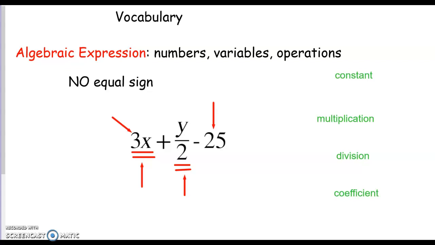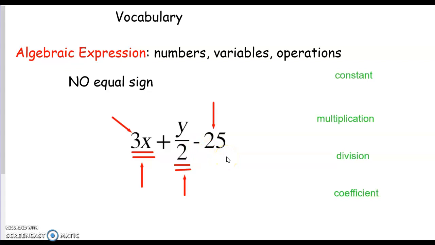Okay, and first of all, an algebraic expression is something that contains numbers, variables, and operations like adding, subtracting, multiplying, and dividing, but does not have an equal sign. That would be an equation. So I've got an algebraic expression here: 3x plus y over 2 minus 25.